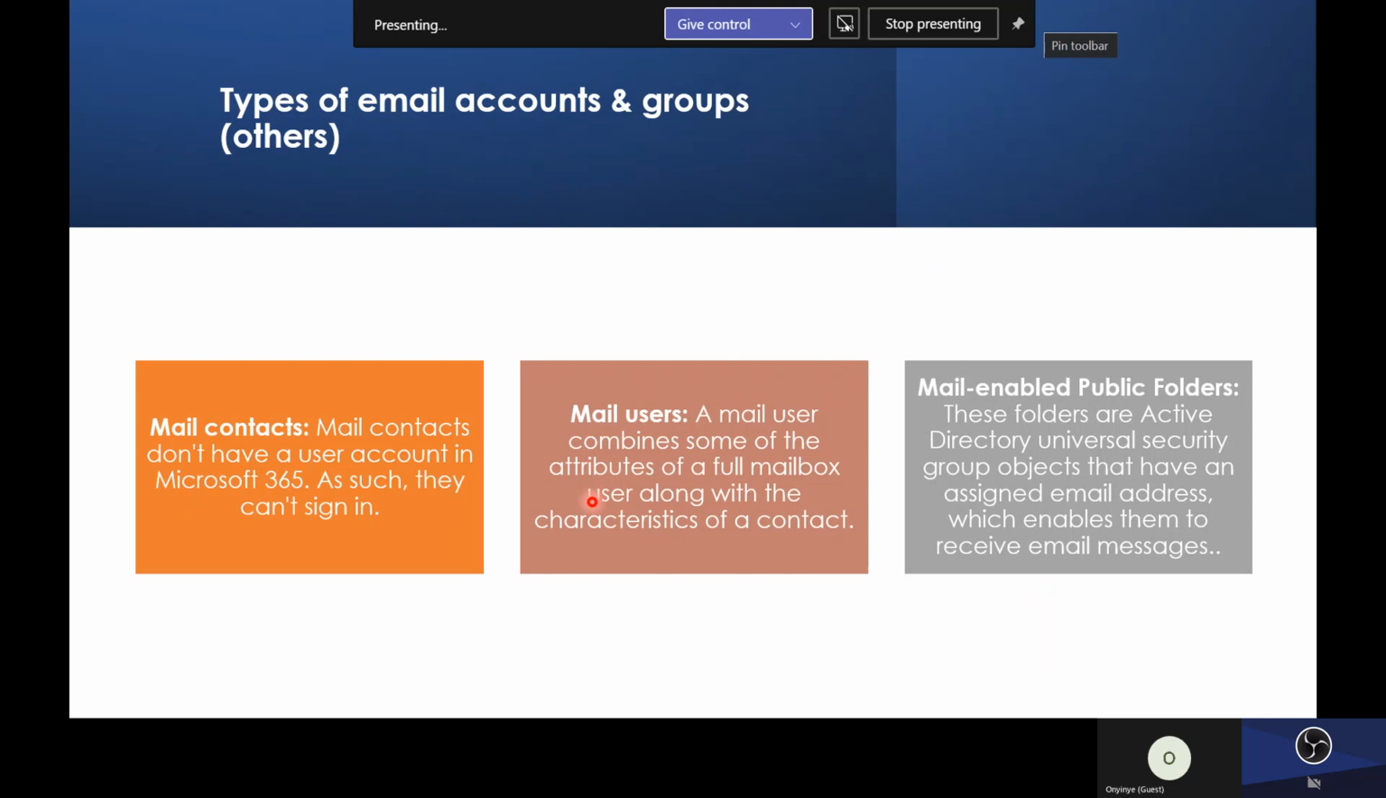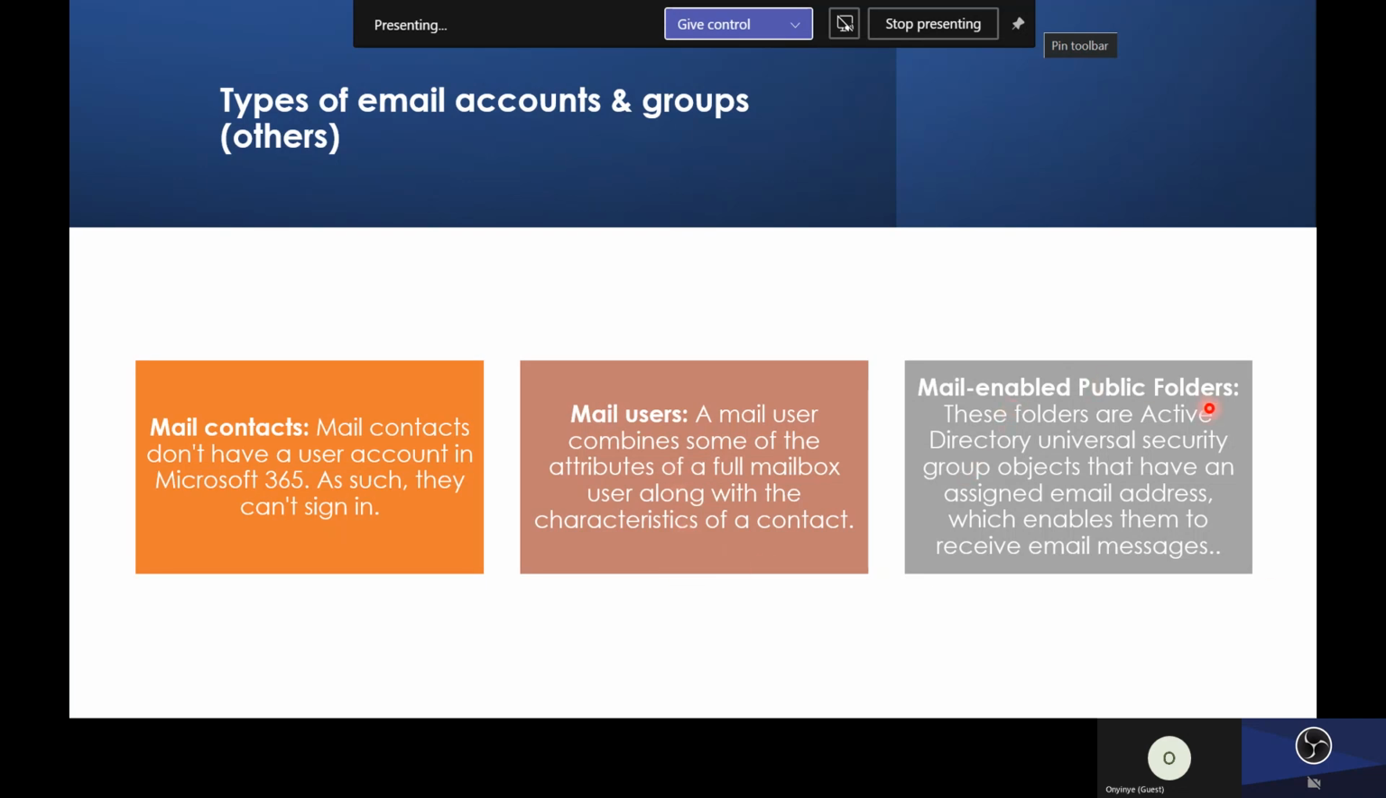Now you have the mail user. The next one is mail user. So a mail user combines the attributes of a full mailbox user along with the characteristics of a mail contact. What a mail user does is that it provides sign-in facilities while forwarding their mail to their external email address. So you can sign into a mail user, but the sign-in facility is actually to forward that mail to an external email address. So you can create a mail user on the network.